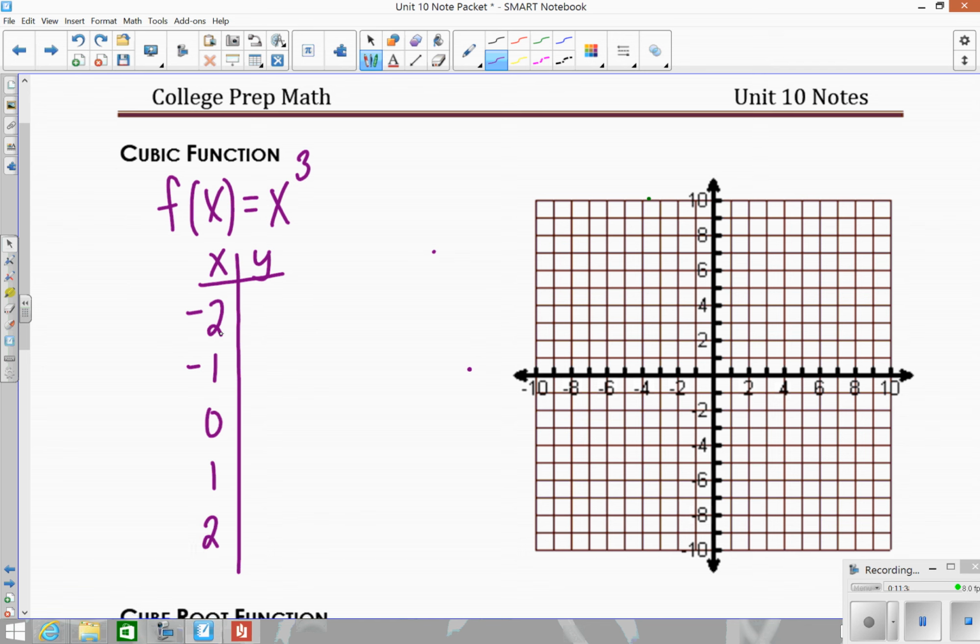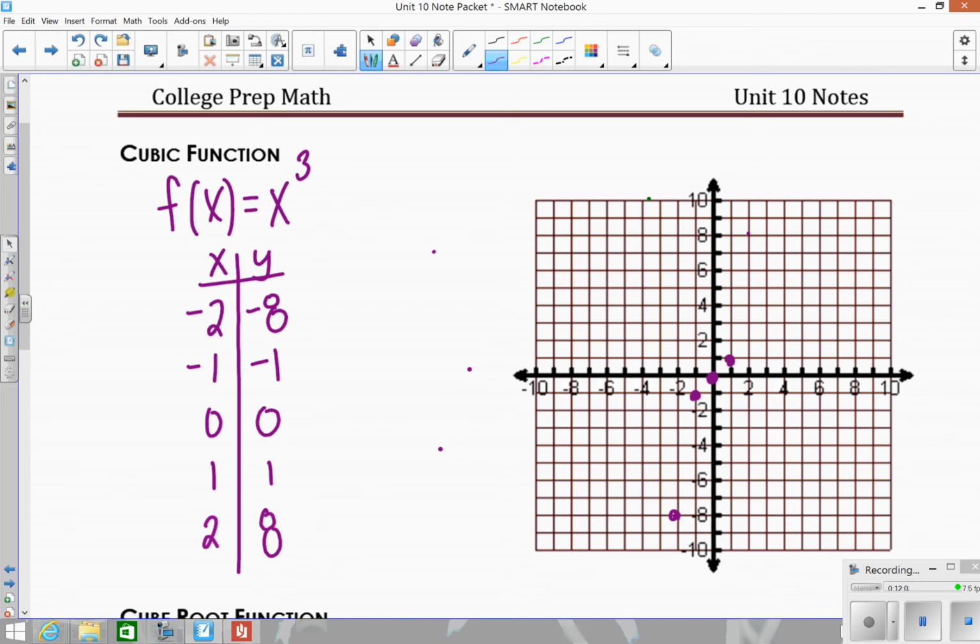So if I plug in -2, I'm going to get -8. Plug in -1, I get -1, 0, 0, 1, 1, and 2, 8. Notice that when I plug in a negative, it's going to stay negative because it's a negative times a negative times a negative. So we have -2, -8, -1, -1, 0, 0, 1, 1, 2, 8.